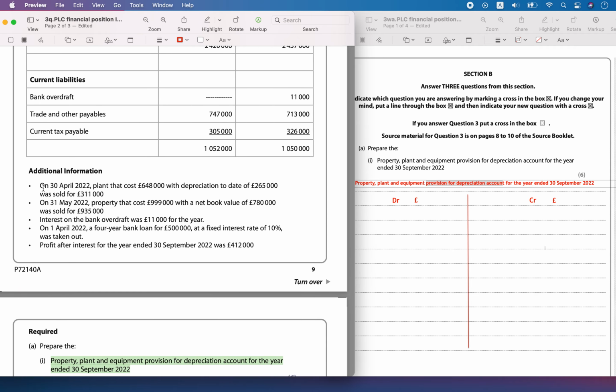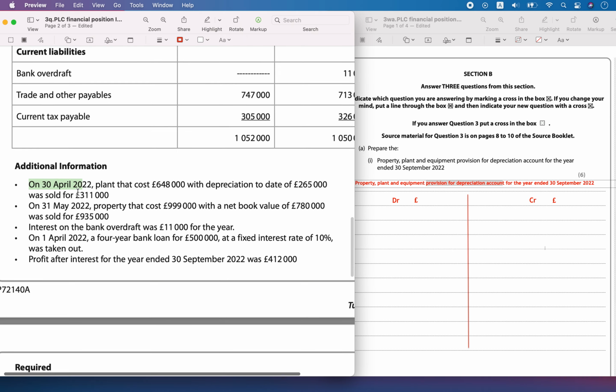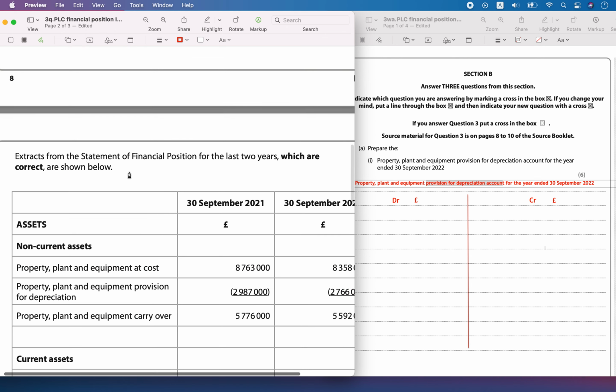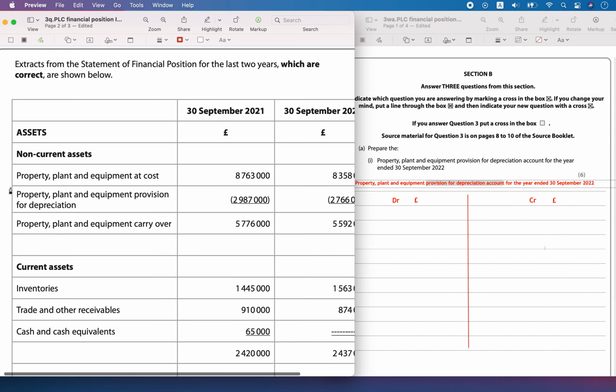So here we can see that there has been some property that has been sold. On 30th April 2022, plant that cost 648,000 with the depreciation to the date of 265,000 was sold for 311,000 pounds. And on 30th May 2022, property that cost 999,000 with a net book value of 780,000 was sold for 935,000. So this is the information about the properties that we need. Some transactions have happened and therefore there will be changes to the provision for depreciation account.